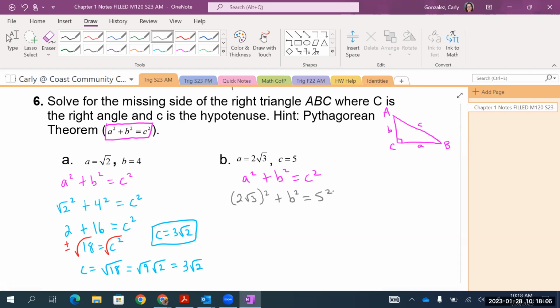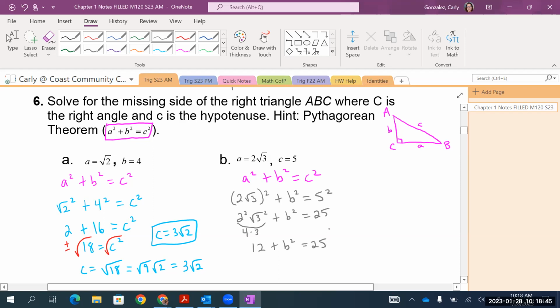So now we'll square the 2 to get 4. Actually, I'll write that out. We'll get 2 squared plus rad 3 squared plus b squared equals 5 squared, which is 25. And so on that first term, we get 4 times rad 9, or 3. 4 times 3 is 12. So I'll write 12 plus b squared equals 25.